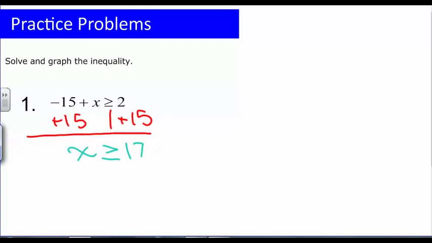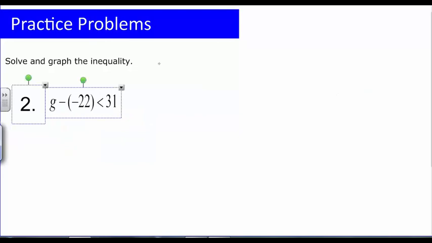So I need to graph this solution. I make my number line, and positive 17, excuse me, is my boundary. And x is greater than or equal to 17 means I have a filled in circle here. Now I want to ask myself, what numbers are greater than or equal to 17? Well, 20 is greater than or equal to 17, or 50 is greater than or equal to 17. Everything to the right of 17 is greater than 17.